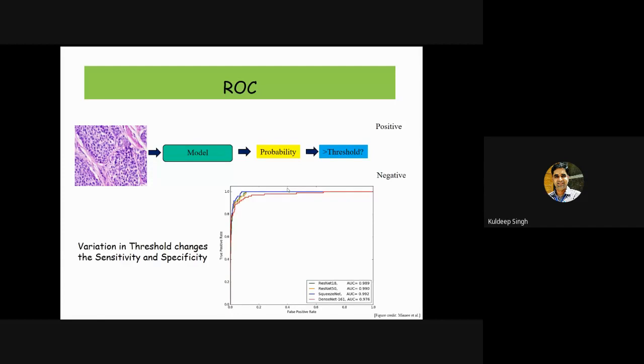Ideally, the area under this ROC curve should be close to 1. We call it AUC, area under curve. And so whichever curve out of it is having highest AUC will be considered as the best curve or best model. So that's how we can evaluate the performance of the model using ROC curve.